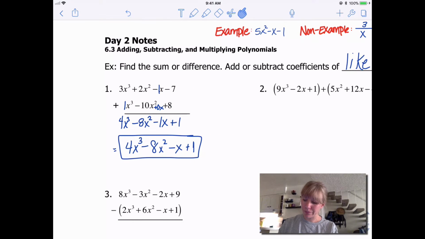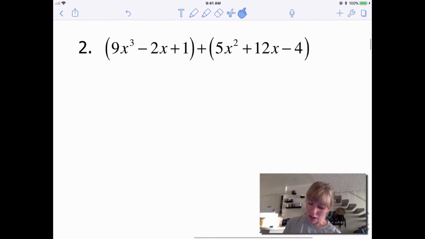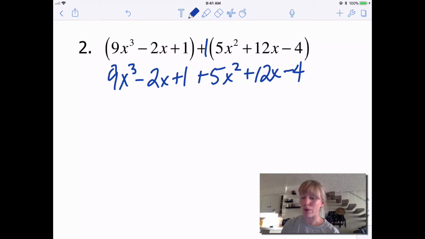All right, let's go to number 2. You saw in number 1 that we had a vertical alignment of our polynomials. For number 2, my polynomials are next to each other. So you can do a couple things here. First of all, I'm adding, so I don't really need to distribute anything because there's just a 1 out here. So I can rewrite this as just 9x cubed minus 2x plus 1 plus 5x squared plus 12x minus 4.